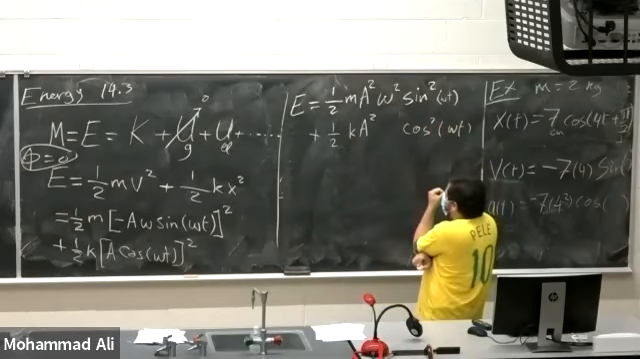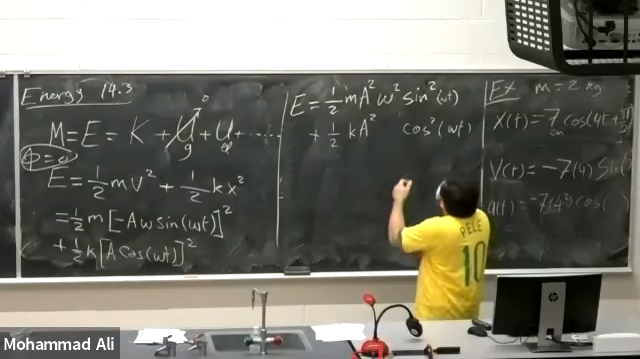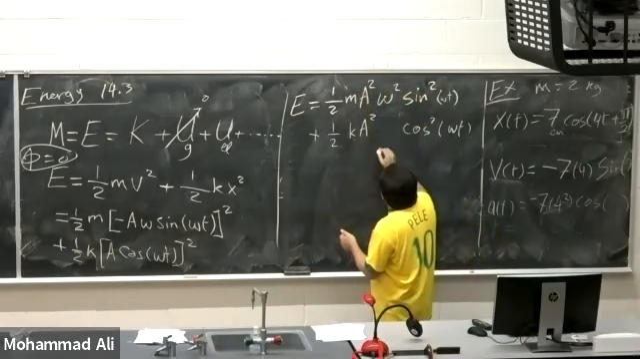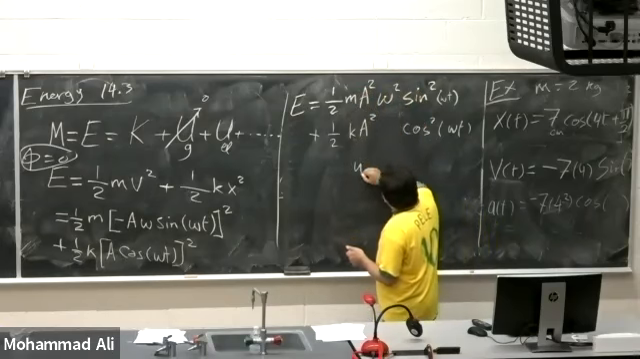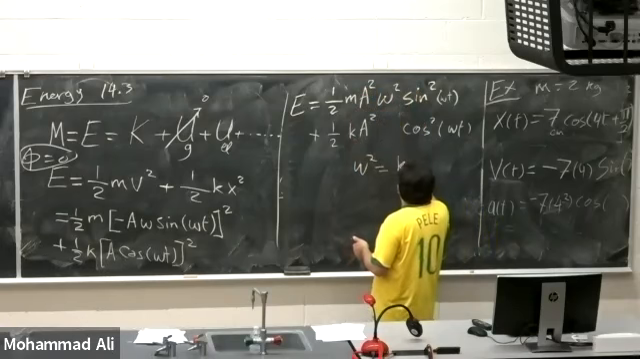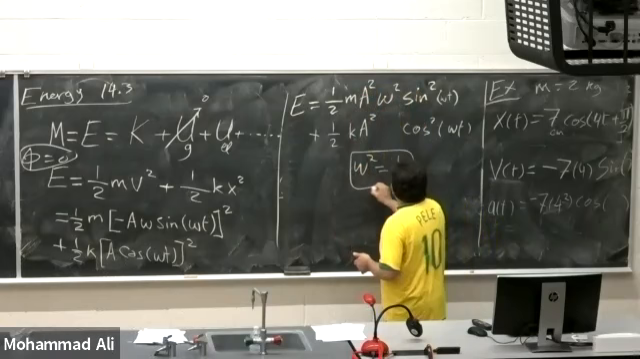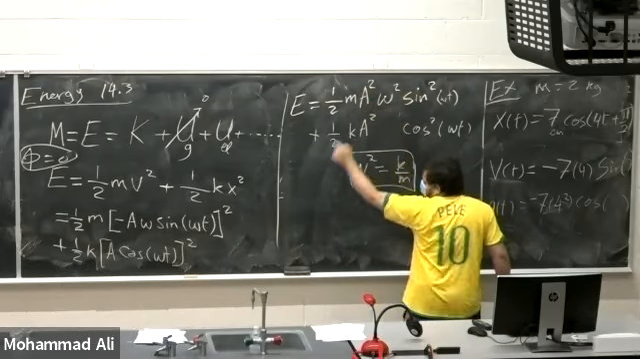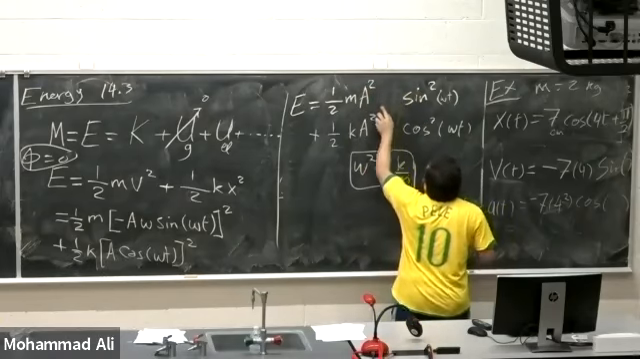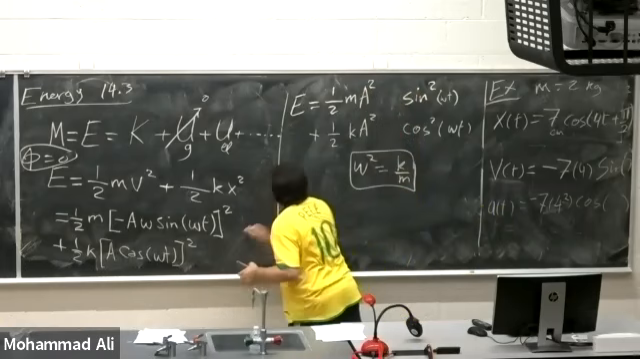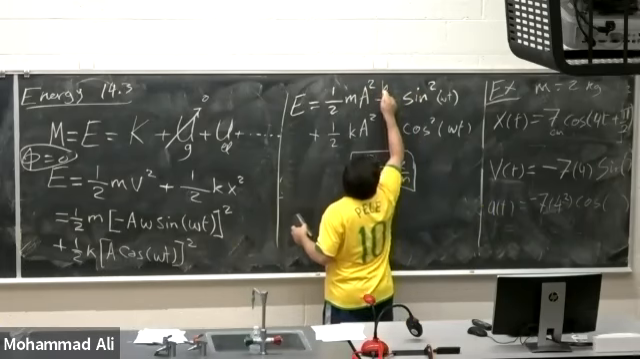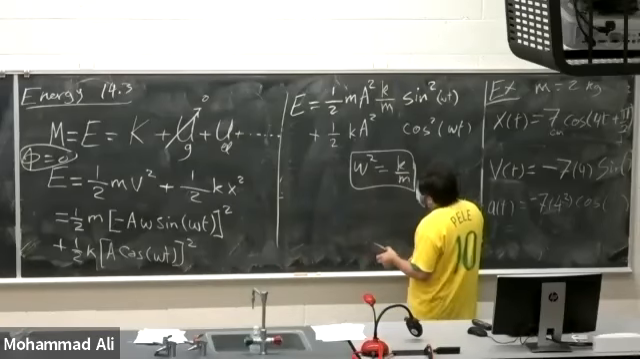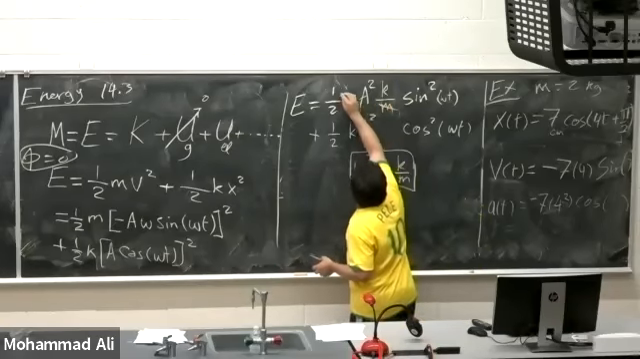What do we need to do? We need to remember that there is a relation between omega and m and k. Omega squared is equal to k over m. I will put it here. It is the same, k over m. Simply, I can cancel m with m.